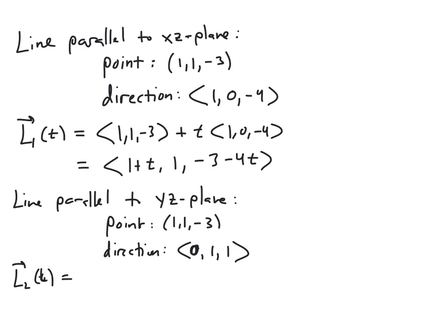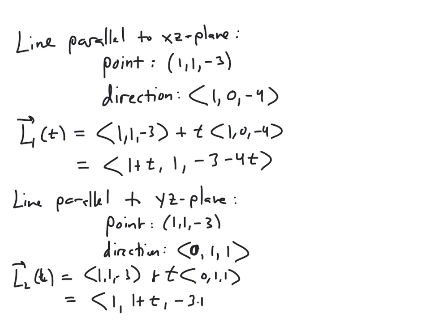And so this becomes 1, 1, negative 3 plus t times 0, 1, 1. And so this is equal to 1, comma, 1 plus t, comma, negative 3 plus t. All right, so these are the two lines that we are looking for.